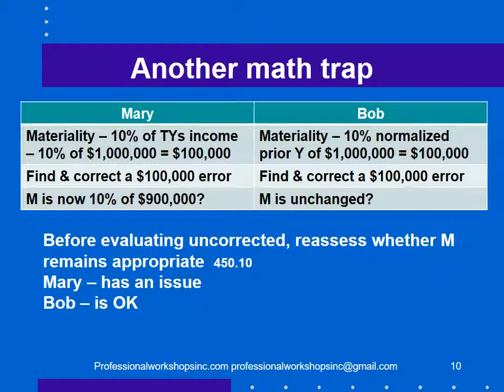Both people, however, find and correct a $100,000 error. And the first person now, I suppose, if we follow their math logic along, we're going to have to say, well, we wanted to be 10% of $1 million, and now I guess we have to be 10% of $900,000, and now maybe we have an issue. The second person, their materiality is unchanged because it wasn't based on the current year, it was based on a normalized prior year. And this is a problem because 450.10 tells us that before evaluating uncorrected errors, we have to reassess whether materiality remains appropriate in the circumstances. So the first person has an issue. Perhaps they can resolve it by writing a story or an explanation or some kind of documentation. But the second person is fine. They can say, well, normalized income from the prior years remains at $1 million, and 10% of that's $100,000. And that's what I'd always planned on using, so I'm okay.